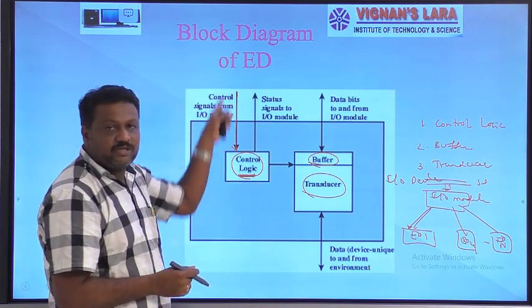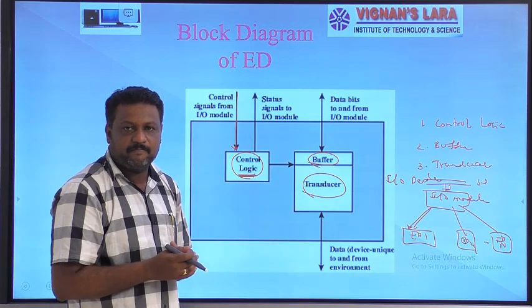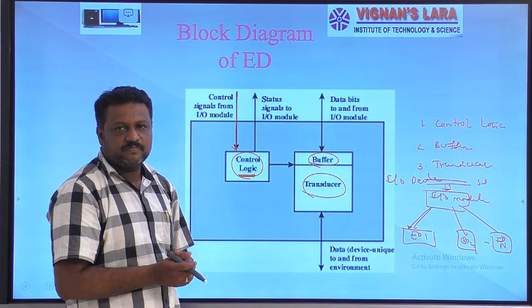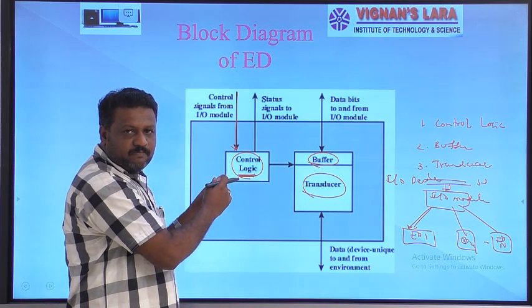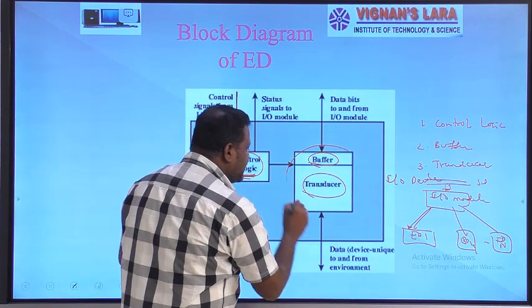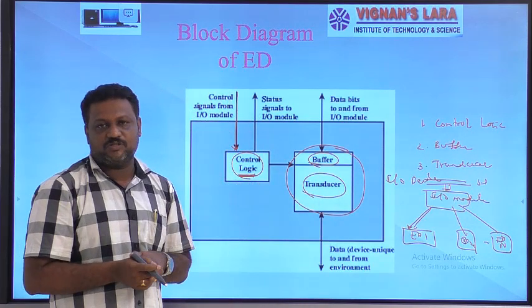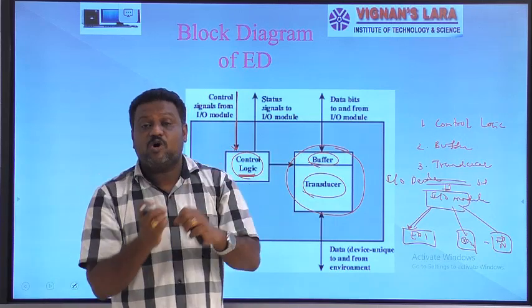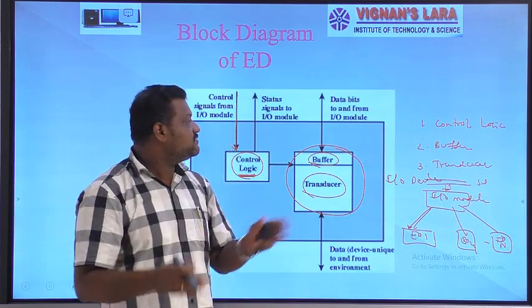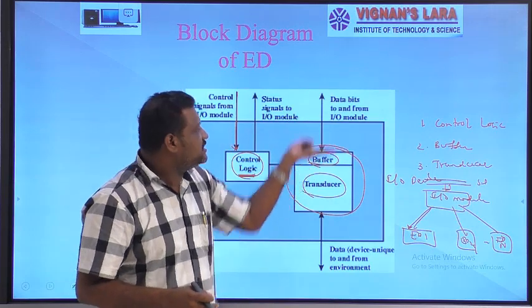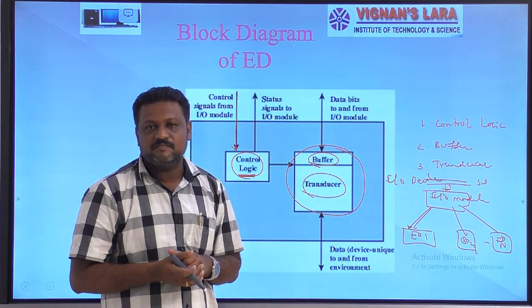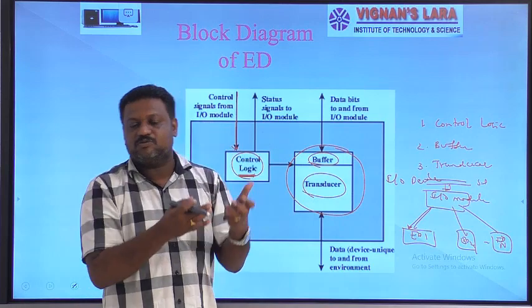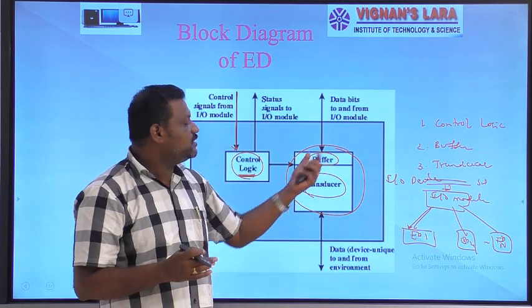Your control logic not only receives the control signals from the I/O module end, it also transfers the status signals back to the I/O module. Based on the control signal it receives, it directs the buffer as well as the transducer. The job of the buffer is to receive and transfer: it receives data from the I/O module end, as well as transfers data to the I/O module. Whatever data is to be transferred to the I/O module, or was received from it, is stored internally in the buffer.